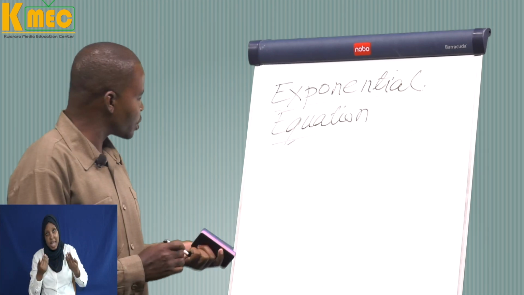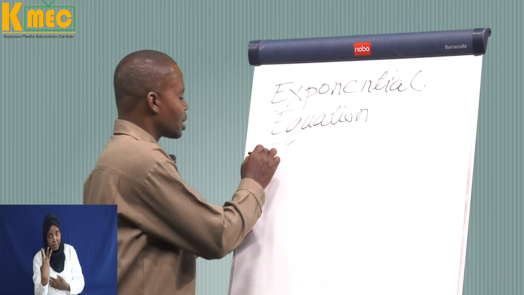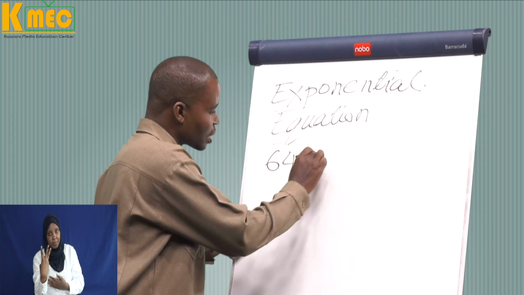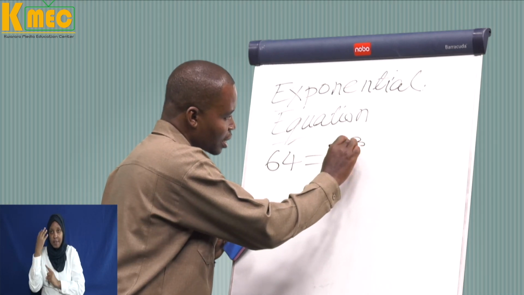So now let's go on to example 3. Here we have 64 is equal to x cubed.